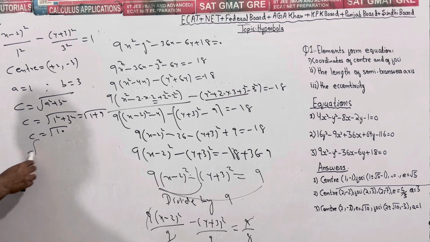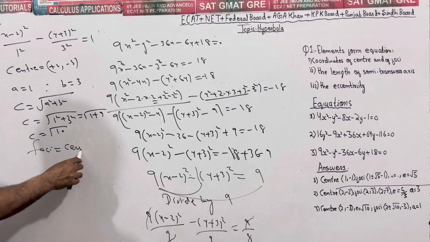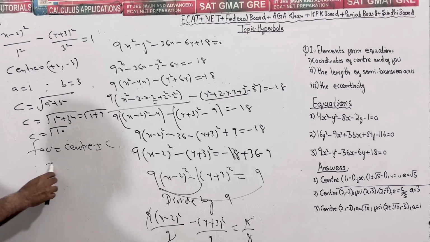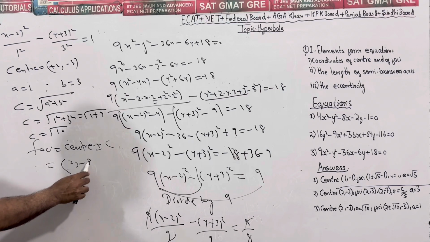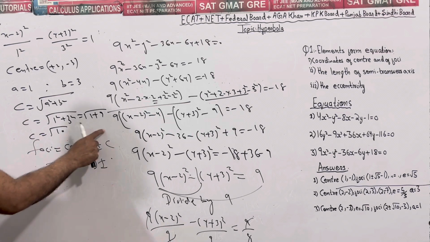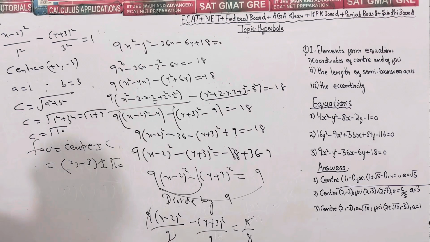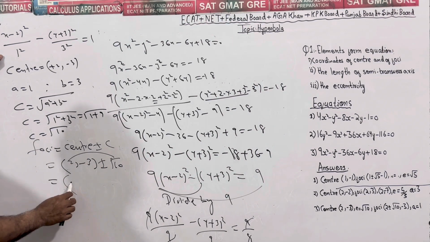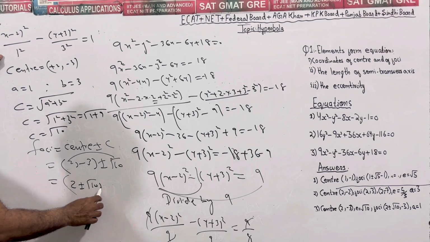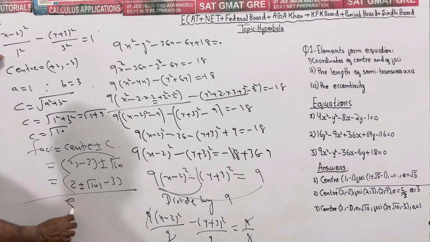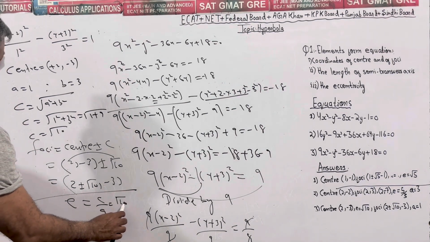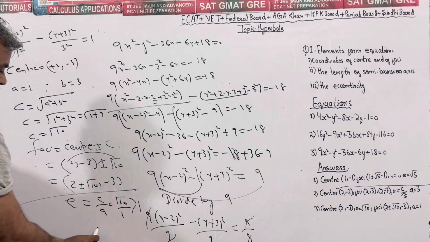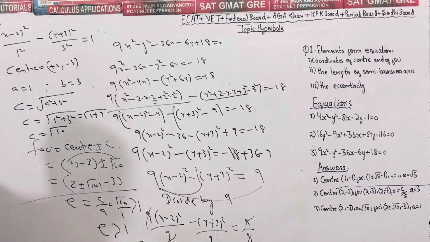How to find foci? Foci is given by center plus minus c. Our center is (2, -3) and c is root 10. The question arises where we have to add. The transverse axis is along the x axis, so we have to add as well as subtract in the x coordinate of the foci: (2 plus minus root 10, -3). What about eccentricity? e is given by c over a. Our c is root 10 and our a is 1. It is obviously greater than 1. The eccentricity of a hyperbola is always greater than 1.